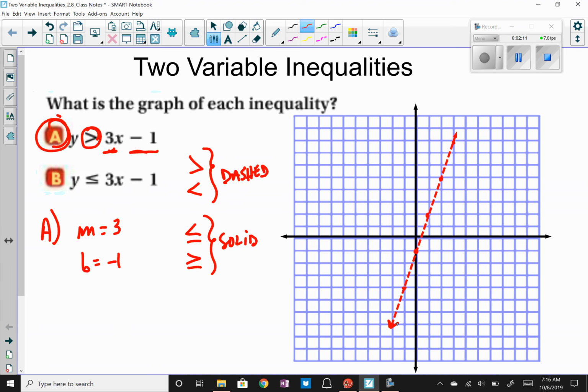Okay, so we've got the line in, and now we just have to determine where the solution area is. You can see that the line is basically a boundary line that separates the coordinate plane into two half planes, and we want to determine which half plane contains the solution. So one way to do that is to use a test point, and what we could do is use the test point 0, 0, since the line is not going through 0, 0. So I have my original inequality, y is greater than 3x minus 1, and I put zeros in for x and y.